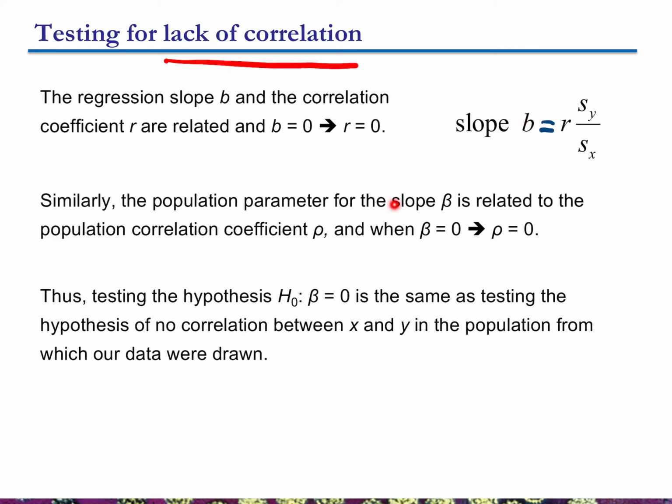That's at the sample level. The population parameter for the slope is beta, and that's related to the population correlation coefficient, what we call rho, and when beta equals 0, rho equals 0. So at the population level, this is simply a way of saying that if we have 0 correlation, our slope is 0. And hopefully we can tell that from our sample. So when we're testing the hypothesis that our population slope equals 0, it's the same as testing the hypothesis of no correlation between our explanatory and response variable.